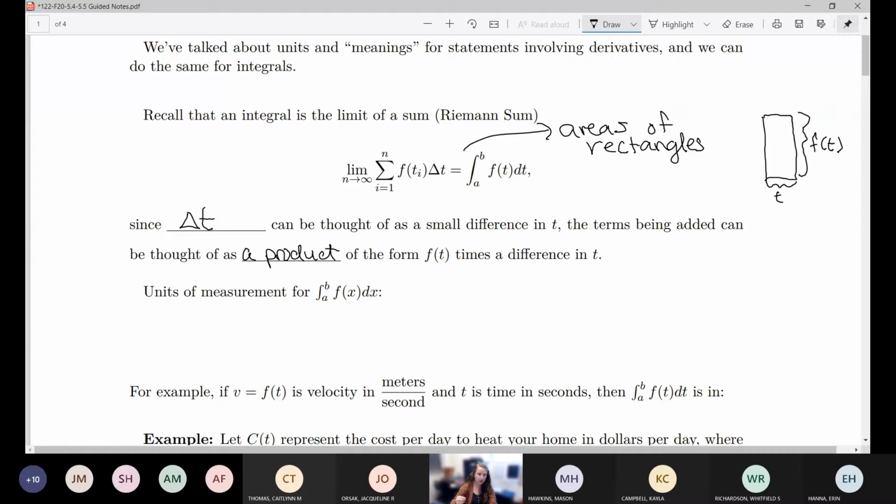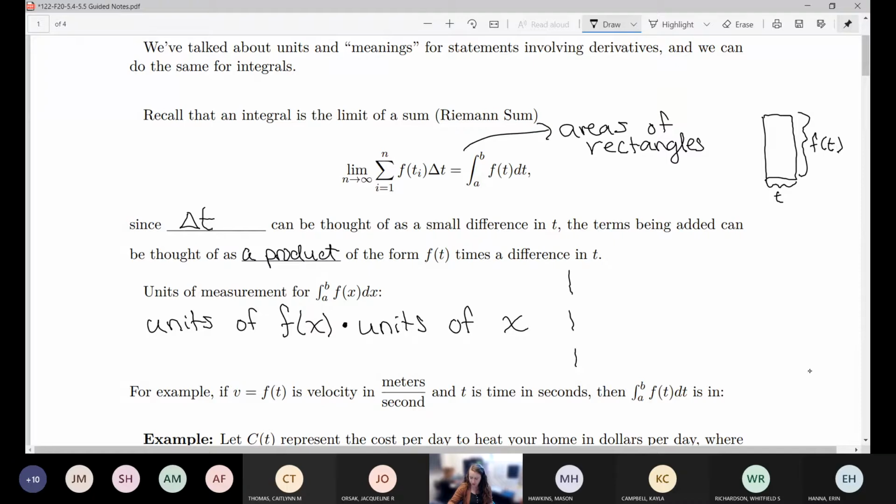Which essentially gets us that the units of an integral are going to be the units of f of x times the units of x. So if you ever want to find the units of an integral, find the units of the y values and multiply it by the units of the x values.